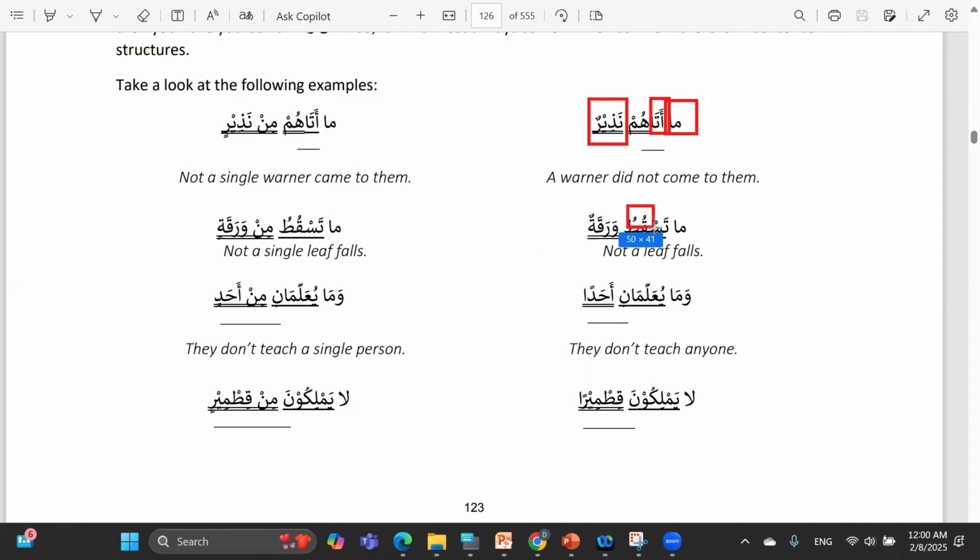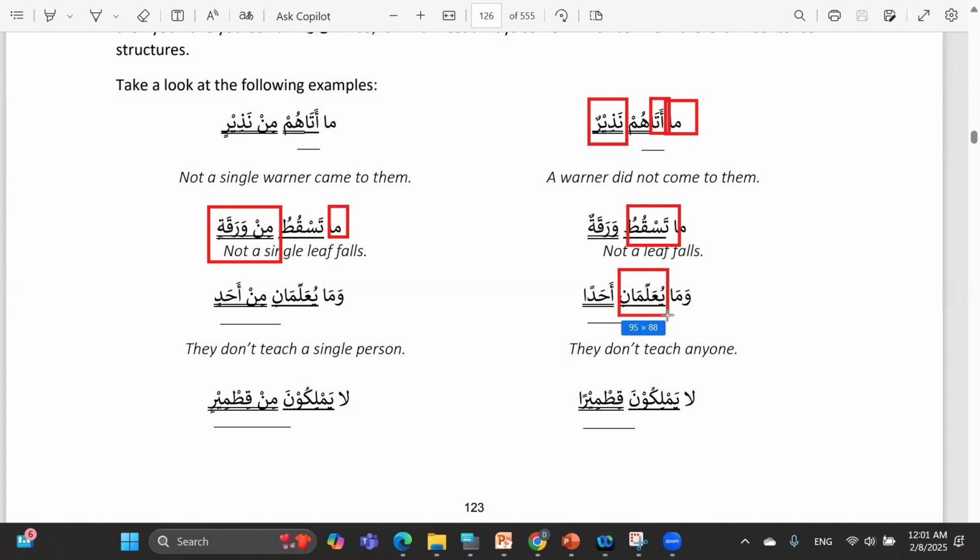And then ma tasqutu waraqatun. Again, you have here huwa form, tasqutu, huwa form. So waraqatun is outside doer. And over here, min zaida is attaching itself to the doer of the action. Okay. And if you look at the condition, this is a negative sentence. The ism that is coming after min is nakira, common, and the sentence still makes sense if you remove the min from there.